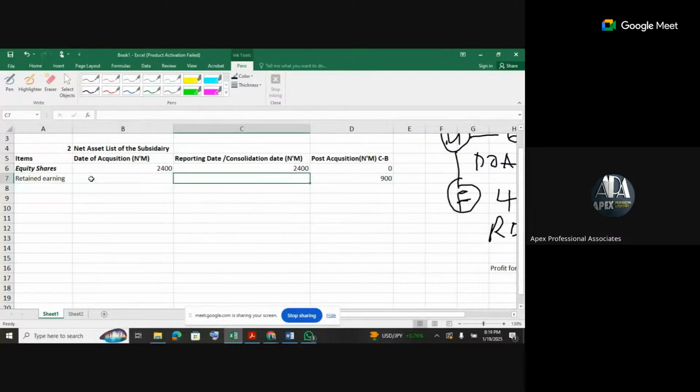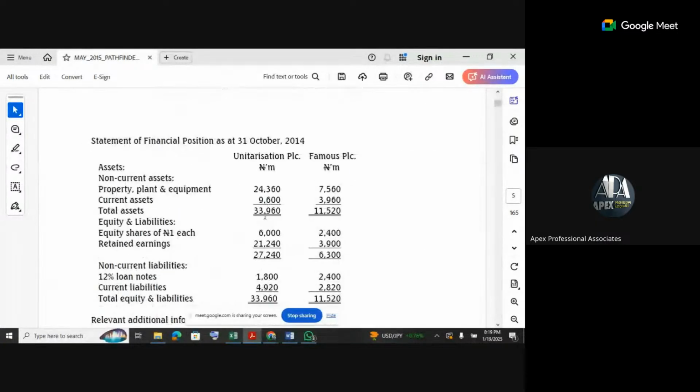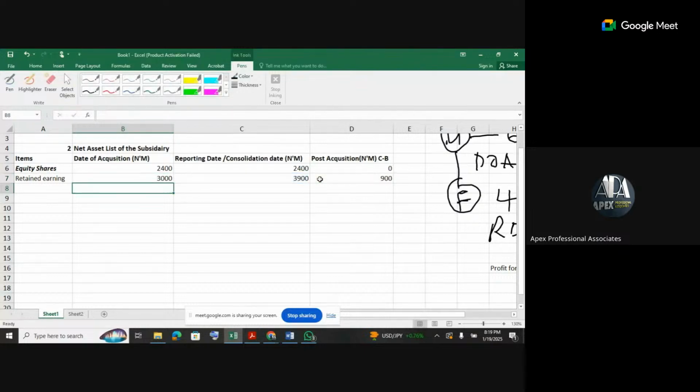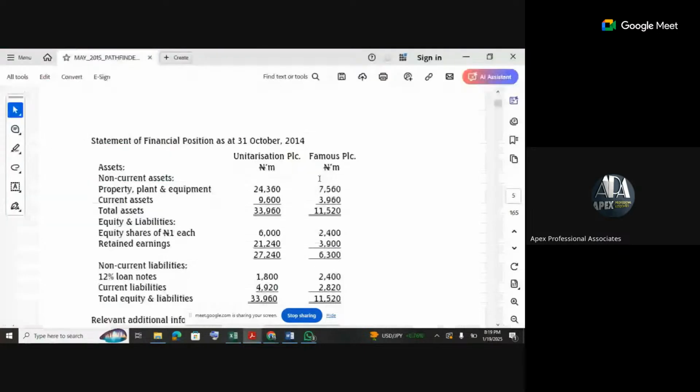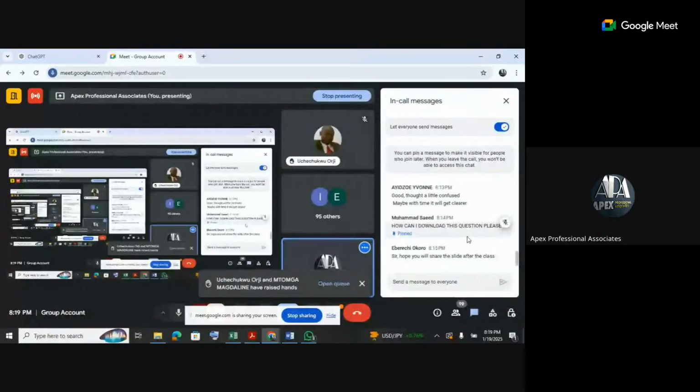And then in our reporting date, we already have a figure. The figure for reporting date is 3,900. So which means the date of acquisition will now be equal to this minus this. So it's this amount, 3,000. I'll pause. I'll take the mic so you could talk, because I know it might be confusing. It's usually confusing.